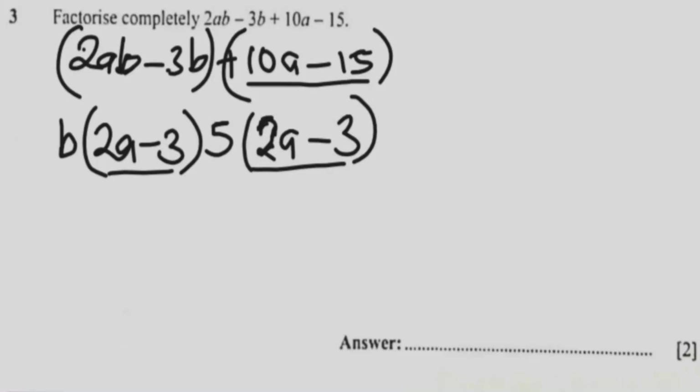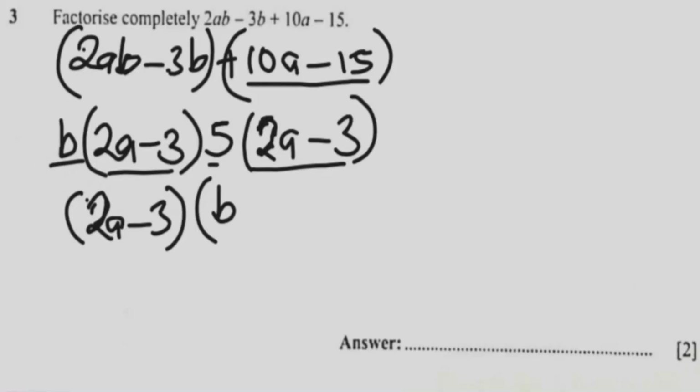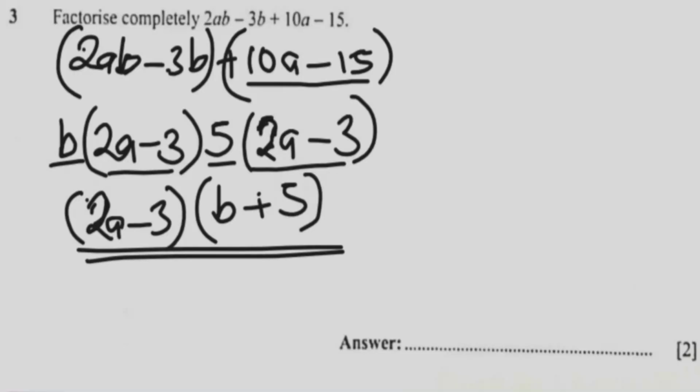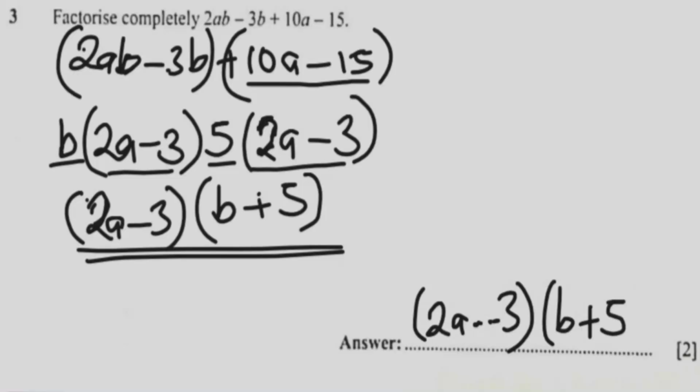So how do we go about it? First I'm going to record what is in the bracket, 2a minus 3, close bracket. Then I'm going to open bracket and take this factor, which is b, and this factor, which is 5. So it's b plus 5. Then we put it in brackets, and this is the final answer. So we can come here where it's written answers. We write open bracket 2a minus 3 close bracket, open bracket b plus 5 close bracket, like that.